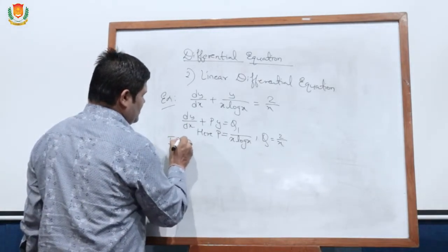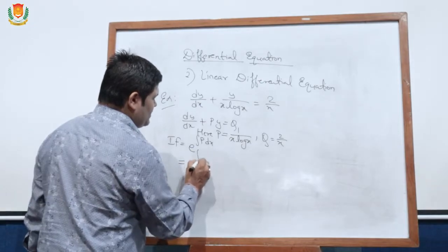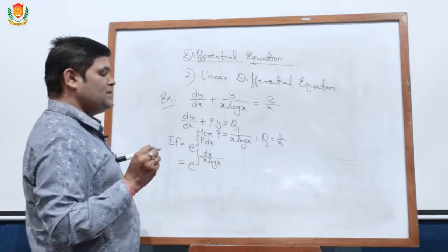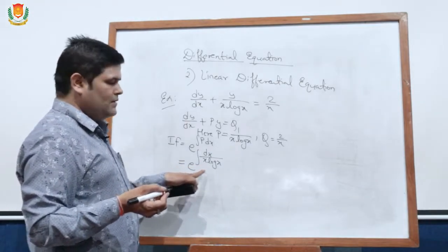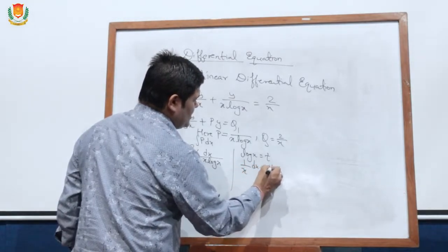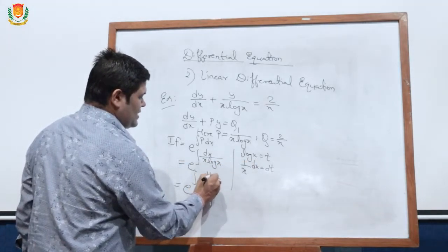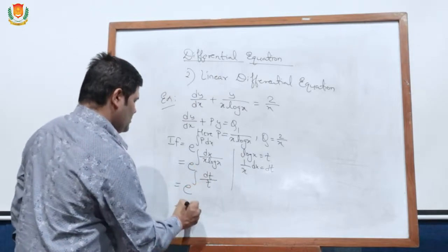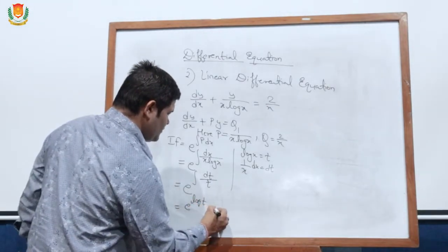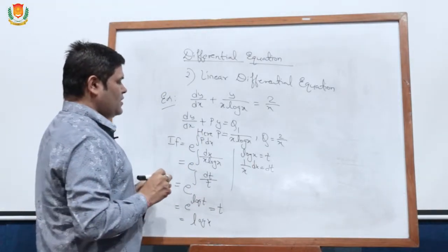So first of all, we start with the IF. What is the IF? e raised to the power integration P dx, so e raised to the power integration dx upon x log x. How do we integrate it? Simple, we put log x as t. Log x equals t, then 1 upon x dx equals dt. So e raised to the power integration of dt upon t is e raised to the power log t, and e and log cancel each other, so we only have t. And t is log x. So students, we have log x as the IF.